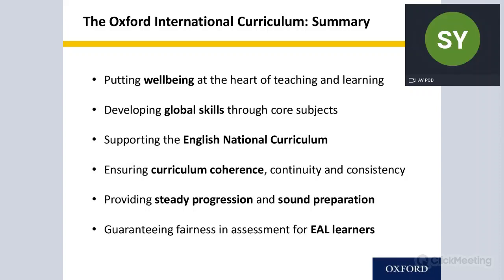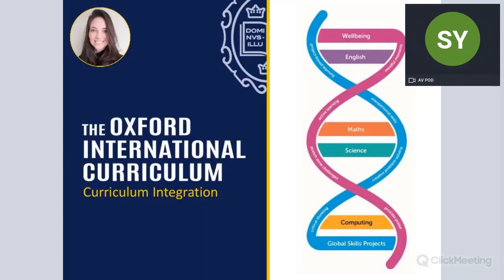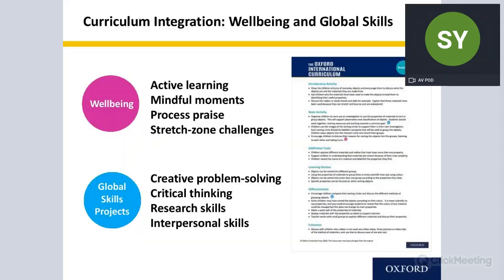As Matt mentioned, well-being and global skills projects are at the heart of the Oxford International Curriculum. They are standalone subjects that can be taught either weekly or intensively, and key elements are also interwoven across the 4 core subjects. So it's an integrated approach with a focus on developing physical and mental well-being throughout the educational experience of each student, as well as important skills and competencies such as critical and creative thinking, for example.